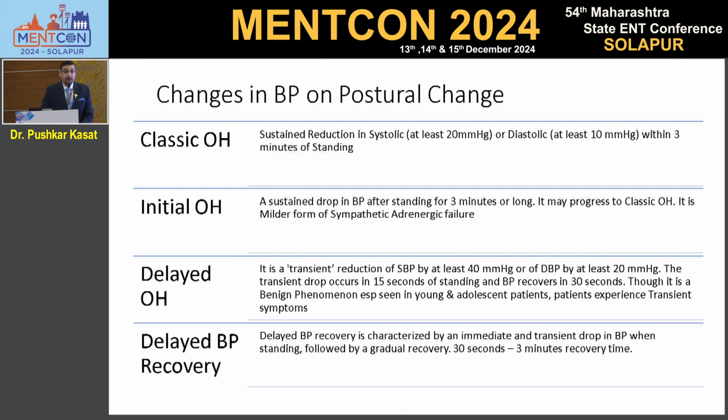Delayed orthostatic hypotension is a transient reduction of systolic blood pressure by at least 40 millimeters of mercury or diastolic blood pressure of at least 20 millimeters of mercury. The transient drop occurs within 15 seconds of standing, and the BP recovers in 30 seconds. Though it is a benign phenomenon, especially in young and adolescent patients, patients experience transient symptoms. There is a delayed BP recovery wherein there is an immediate and transient drop in blood pressure, but recovery is gradual, within 30 seconds to 3 minutes.